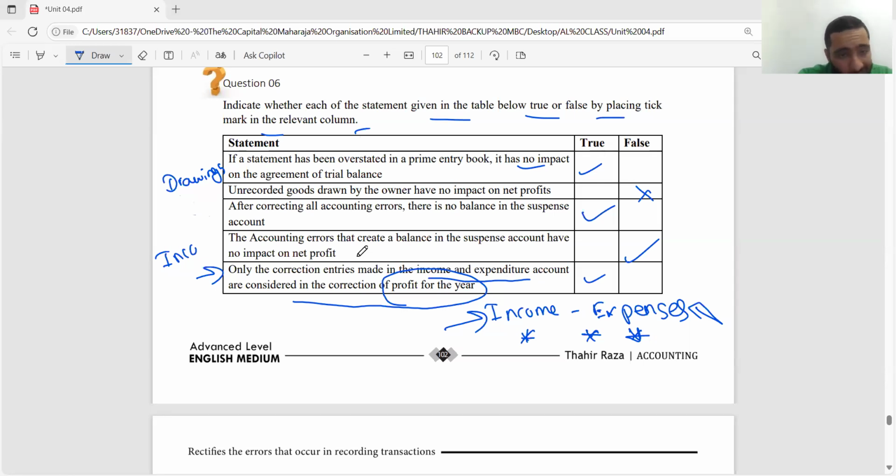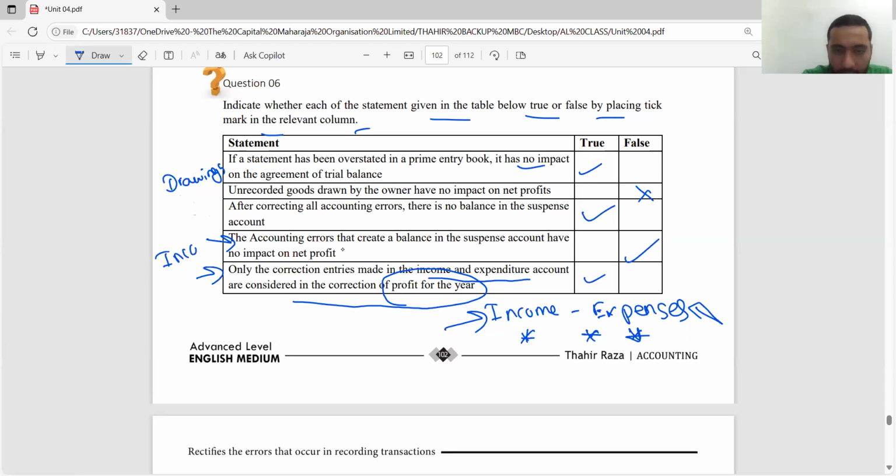Fourth one. The accounting errors that create a balance in the suspense account have no impact on net profit. If there is a balance in the suspense account, you are having errors in your trial balance, right? If there are errors in the trial balance, there is a chance that your net profit is wrong. But they are saying the other way, so it is false, right?